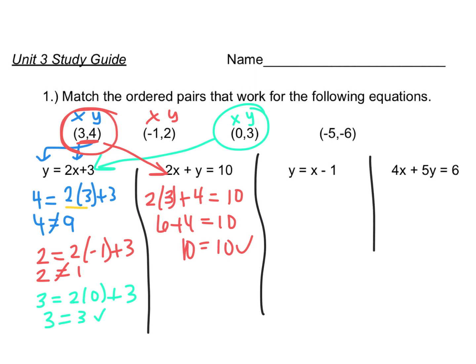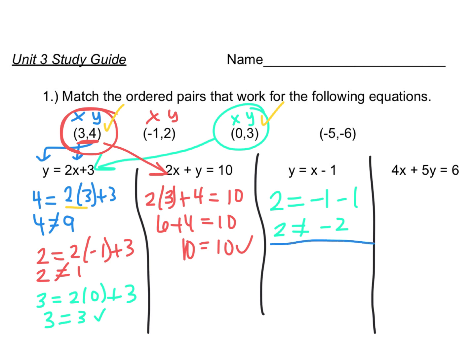Oh, a lot of work here. Okay, moving on. X and Y. So let's start. We already know this one's done and this one's done. Okay, so a -1 and a 2. So the y value is 2. So 2 equals -1 minus 1. -1 minus 1 is -2. 2 does not equal -2. So that one does not work.